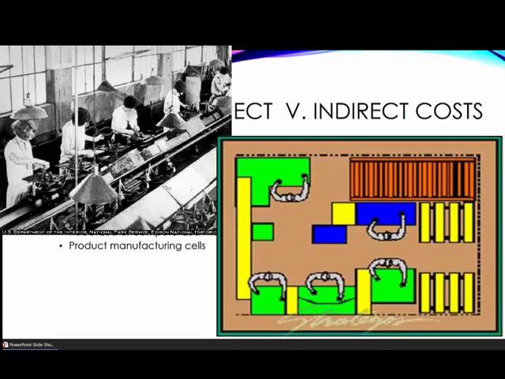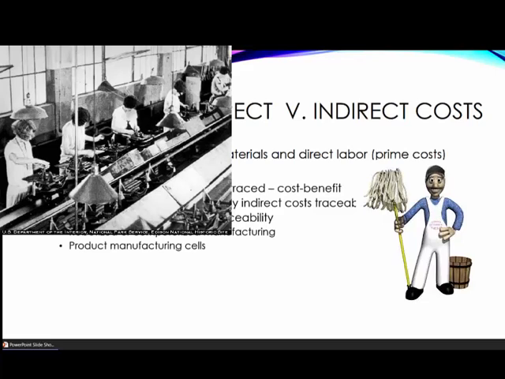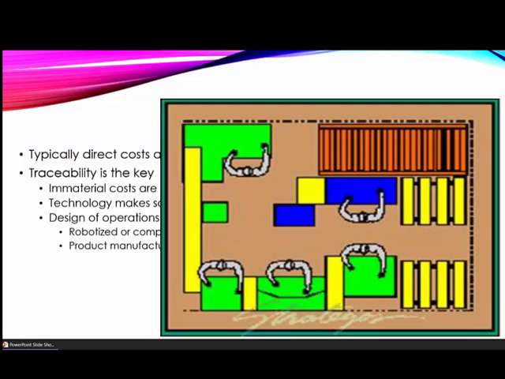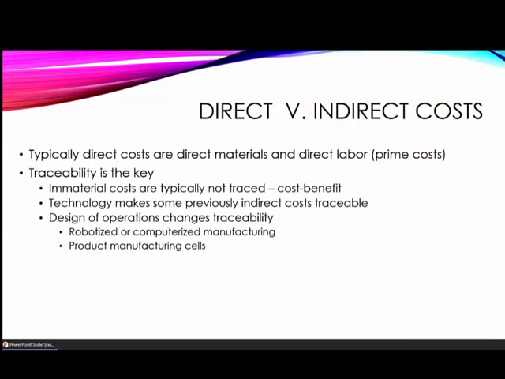Well, all of a sudden, that indirect labor that was not traceable to a particular product, the night janitor came through and cleaned everything up, and the dishwasher washed the dishes from all the different product lines, that wasn't traceable. That was part of overhead. But now we can trace it because the people that are doing it and the supplies used to do it are only used in that one little cell. So that becomes a traceable expense. So traceability is the key of whether it is direct, traceable, or indirect, not traceable.